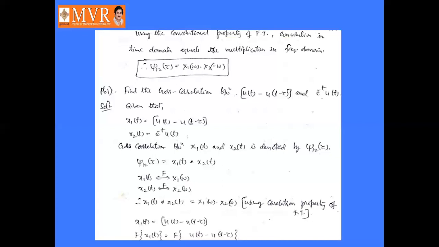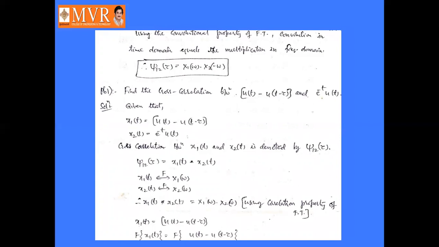Now we see some problems. Find the cross correlation between u of t minus u of t minus tau and e power minus t into u of t. So x1 of t is given as u of t minus u of t minus tau, and x2 of t is given as e power minus t into u of t. The cross correlation between x1 of t and x2 of t is denoted by J12 of tau, right? So J12 of tau is equal to x1 of t convolved with x2 of t.